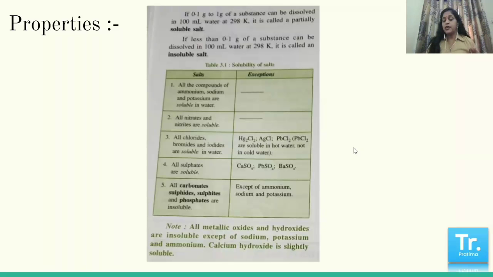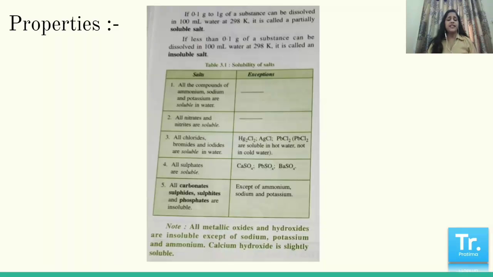Exception, these three. But lead chloride, PbCl2, is soluble in hot water, but insoluble in cold water. The moment you heat the test tube, you don't find any precipitate. When you allow it to cool in the test tube stand, you will see a white precipitate. So PbCl2, please remember, it is generally asked. Exceptions, it is generally asked.